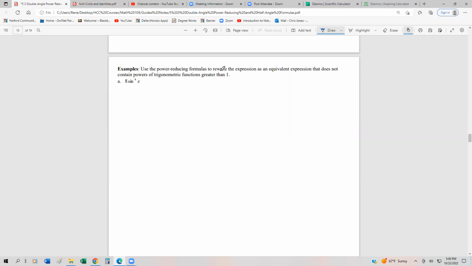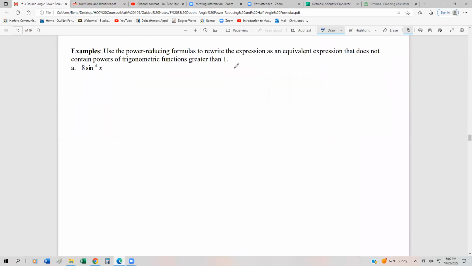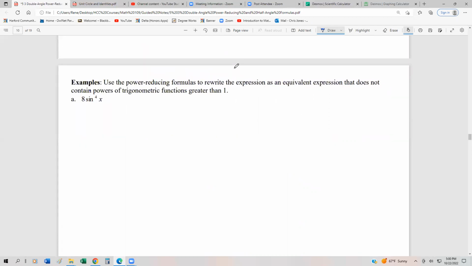So we want to use the power reducing formulas to rewrite an expression as an equivalent expression that doesn't contain powers of trigonometric functions greater than 1. So we have this 8 sine to the fourth of x, okay? It's really difficult to work with sine to the fourth of x. So let's rewrite this, 8 sine to the fourth of x, as 8 sine square x squared. And we certainly know that this is the same as 8, and we just proved that sine square of x is 1 minus cos of 2x divided by 2, okay?